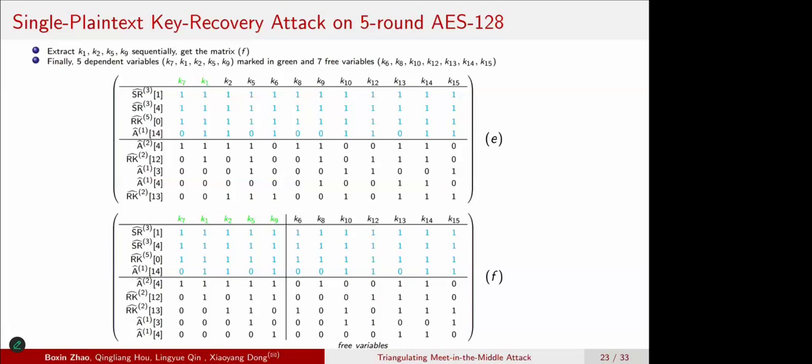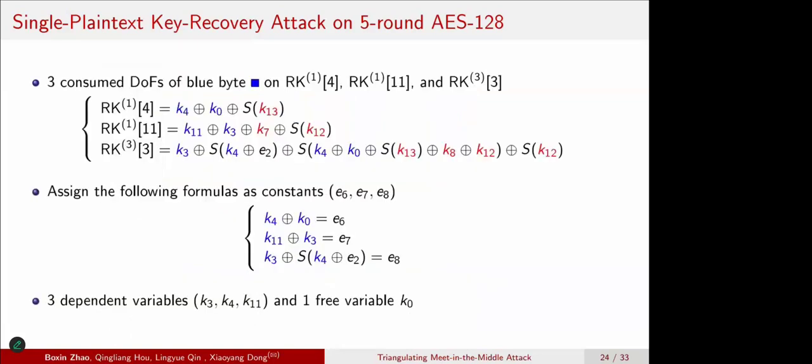Finally, we extract 5 dependent variables marked in green, and the others are 7 free variables. Given the values of the 7 free variables and assigning the last 5 equations to some constants E1 to E5, the dependent variables are deduced in sequence. On the other hand, we can get the expressions of 3 consumed degrees of freedom of forward natural words on the round key. Assign the following formulas as constants E6 to E8.